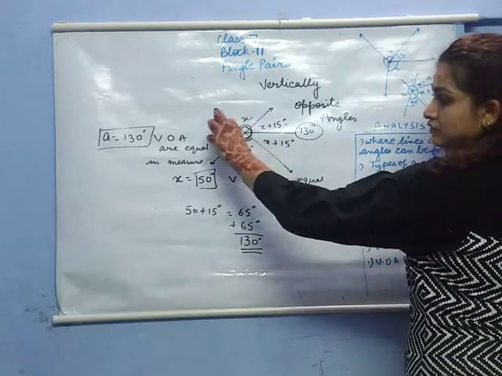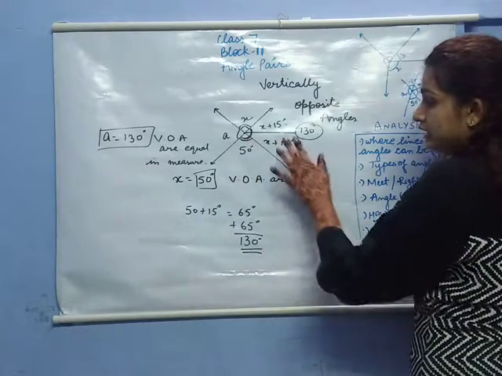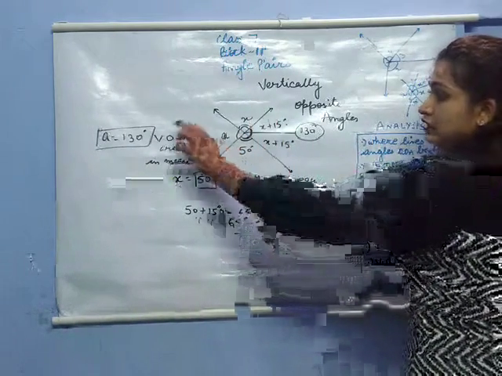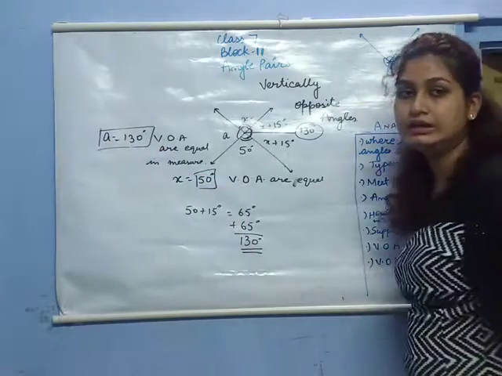Together this angle is forming a vertically opposite angle with this A. So 130 degree is the measure of this angle. So by the vertically opposite angle property, A is equal to 130 degree.